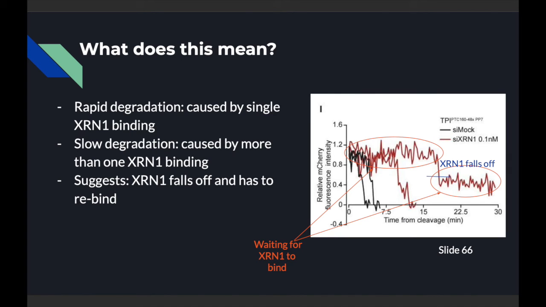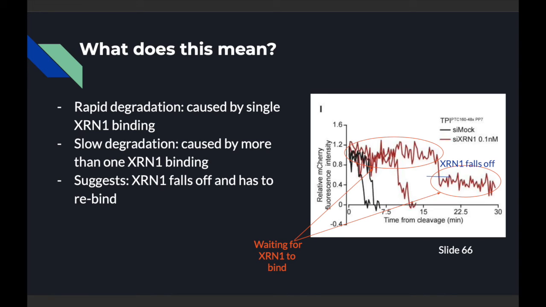In an attempt to explain this, the authors came up with the hypothesis that the rapid degradation of the mRNA linker was caused by a single XRN1 binding event, whereas the slow degradation was caused by a necessity for more than one mRNA binding event to happen. They cite the fact that the reduced concentration of XRN1 did not substantially affect the fraction of mRNA molecules that were rapidly decayed, but did increase the decay time of slowly degrading mRNAs.